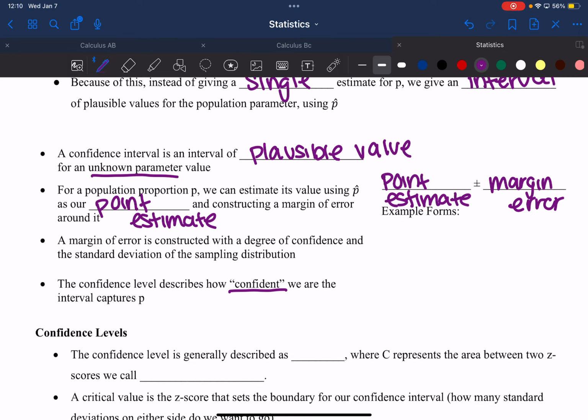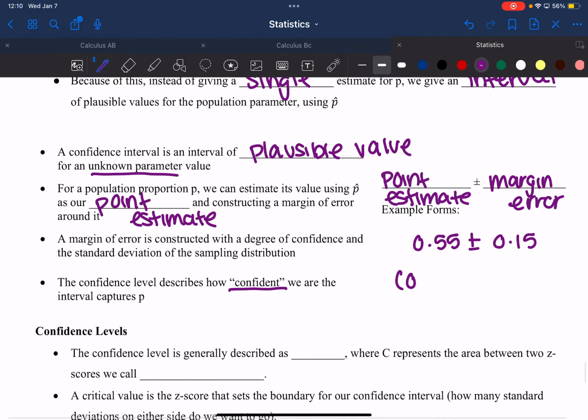So how this looks, we can see it in several ways. We could see this as the point estimate, let's say 0.55, plus or minus the margin of error, let's say 0.15. You could also see this as 0.4 to 0.7. So these two things are the exact same thing. What the second interval is showing is that they already added and subtracted the 0.15 from 0.55. That's how they got 0.4 and 0.7.